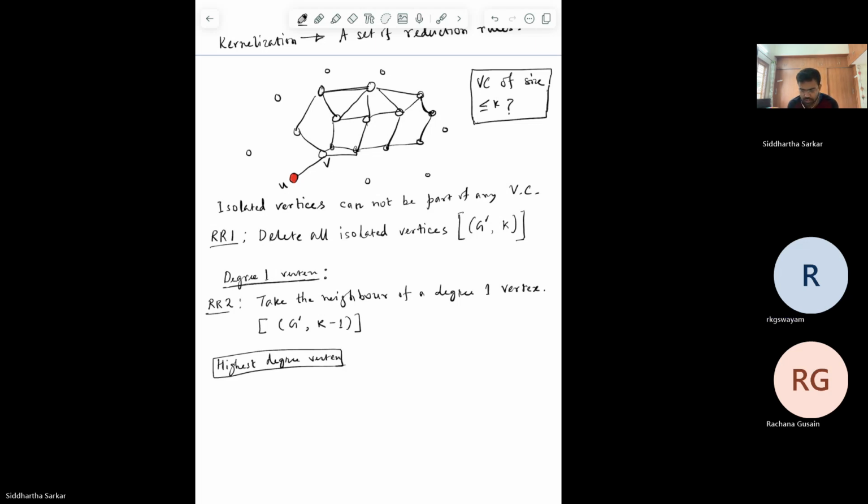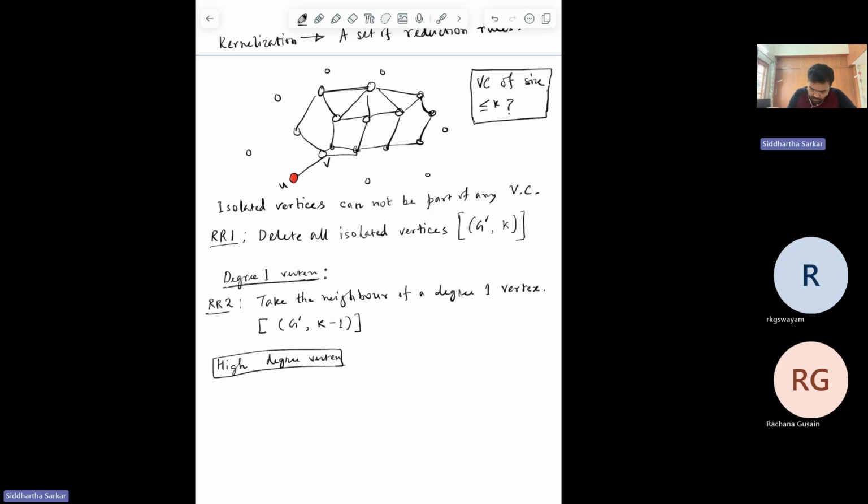I'm not sure. Yes, whatever you are saying is definitely in the right direction. Your intuition is absolutely correct. So a slight modification is required. Instead of saying highest, we'll say high degree vertex. High degree vertices are more beneficial because they cover more edges. But we have to specify what is the meaning of high.